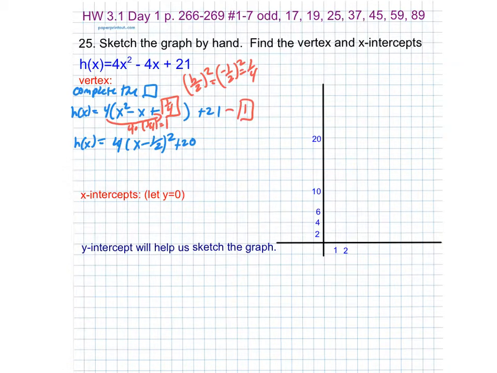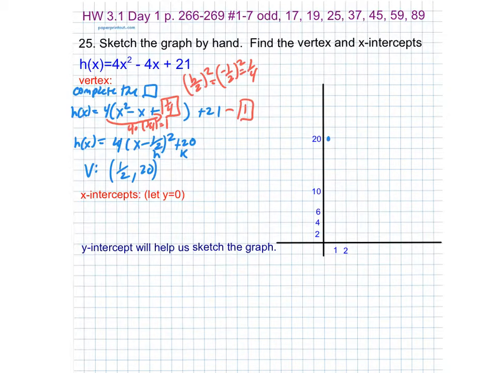This is the quadratic function in vertex form. Remember, this is our h and this is our k, so with negative 1/2 inside, our h is going to be 1/2 and our k is 20. So that's our vertex, 1/2, 20. I'm going to go ahead and plot 1/2, 20, so we have that for later.